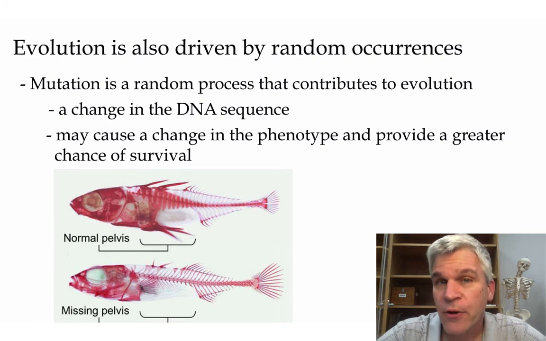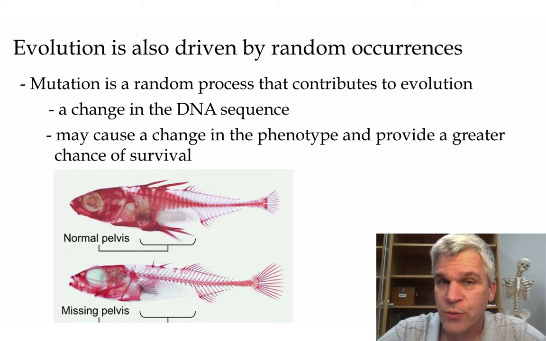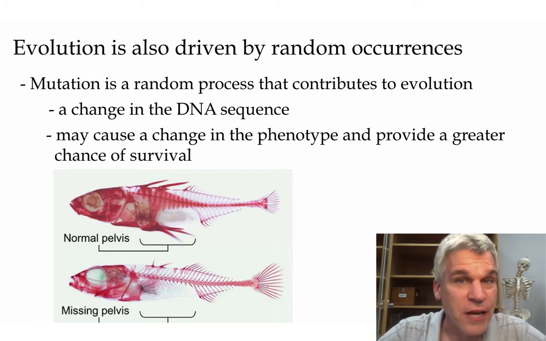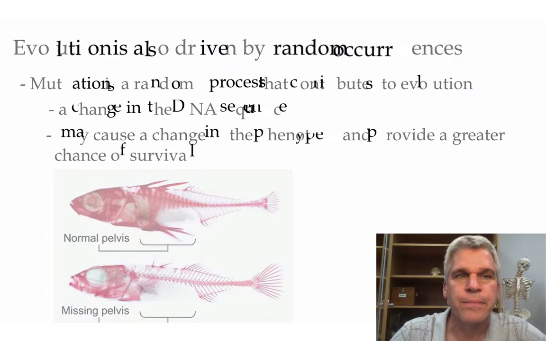Now, it just so happened, though, that in the freshwater ponds, that was a beneficial trait. It was better to not have a pelvis than if you were in the ocean. In the ocean, it was better to have a pelvis. And because missing the pelvis was a favorable trait in the freshwater, they were able to have a better chance of surviving and then producing offspring with that same favorable trait.